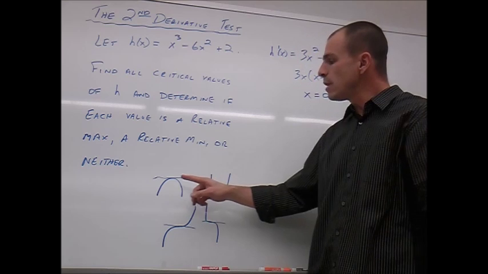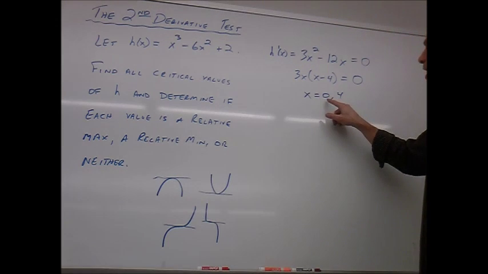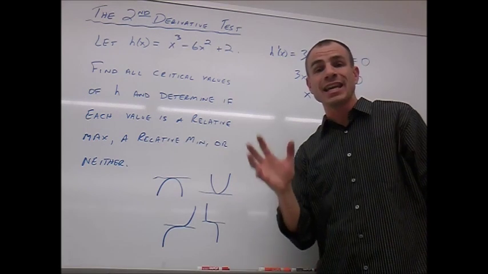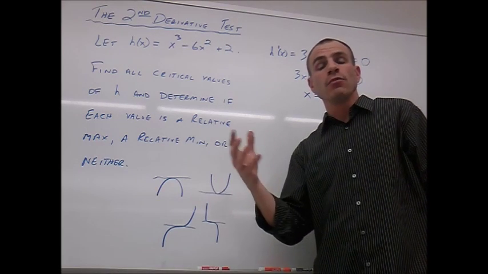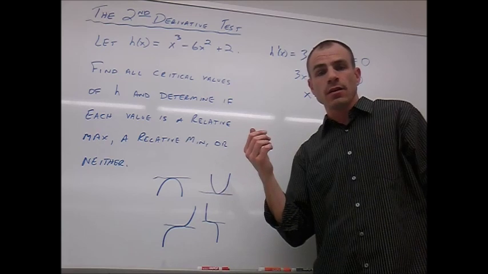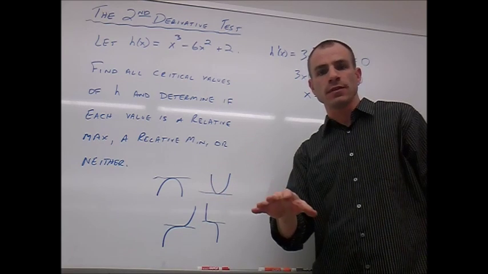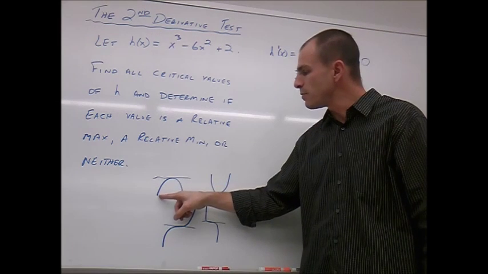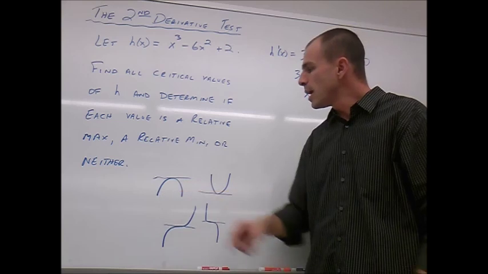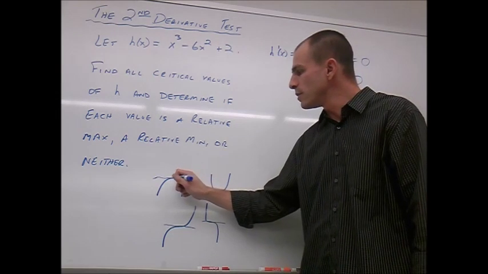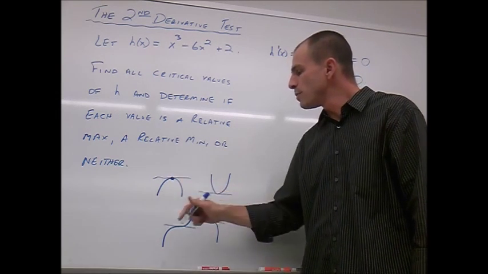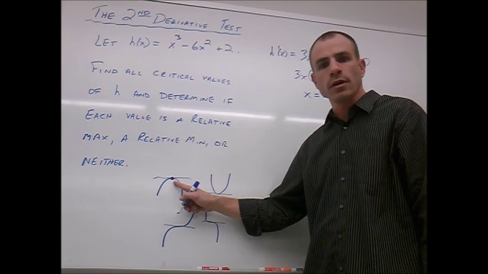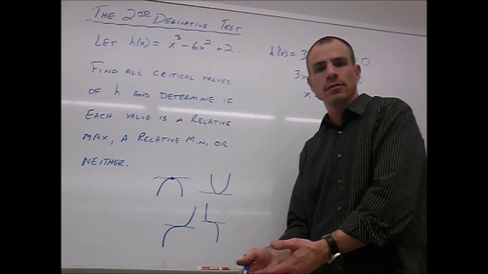Exactly. So if we know that we have a horizontal tangent line at 0 and 4, and we check the second derivative at these values, if the result is negative, that means the second derivative is negative, but the first derivative is equal to 0. A negative second derivative means our function must be concave down, and the 0 in the first derivative means that we must have a horizontal tangent line, which means we're talking about this situation right here, which means that the critical number will be a relative max.